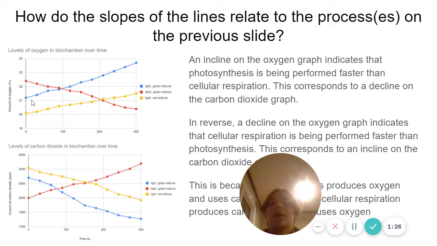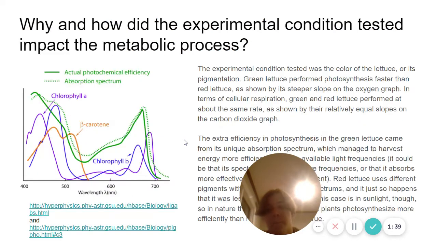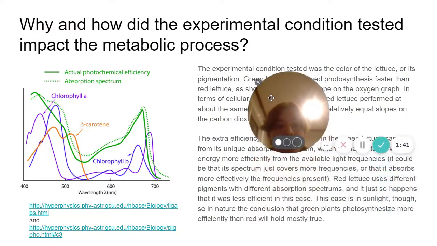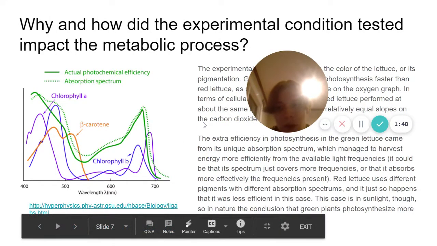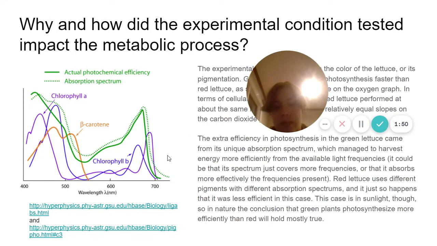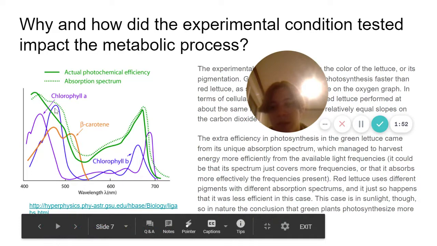The steeper slope of the positive control, which is blue, correlates to faster photosynthesis than our experimental, which is the red lettuce, because it produces more oxygen over the same amount of time. So the color of the lettuce matters, because the color directly relates to the pigments involved. And the pigments determine this absorption spectrum here.